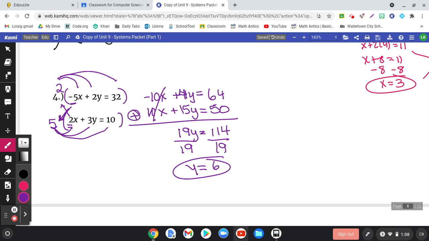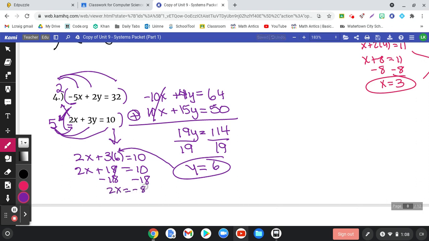All right, pick one of the equations. I think I'll go with the bottom equation since there's no negatives. So 2x plus 3, instead of y, we're going to do 3 times 6 equals 10. 2x plus 18 equals 10. Subtract 18. So 2x is negative 8. Divide by 2. X equals negative 4. And there you have it. The point where they would cross is the point negative 4, 6.